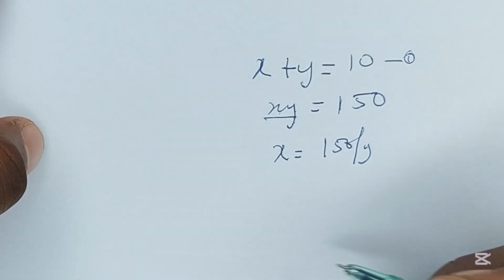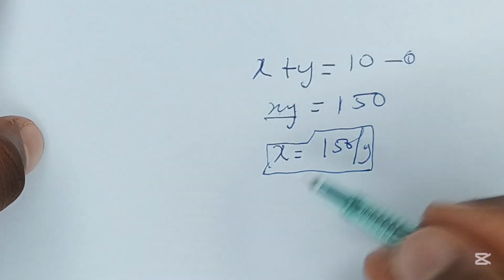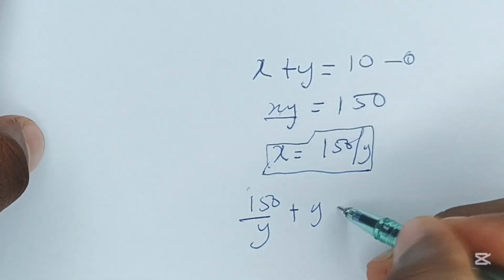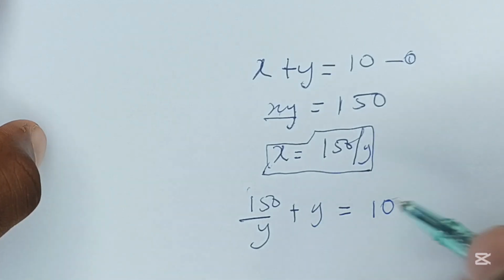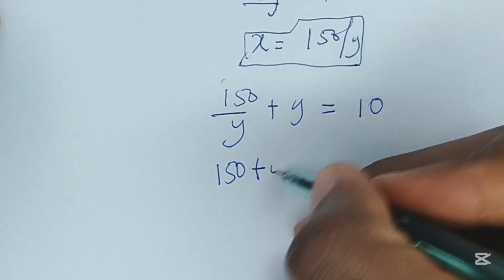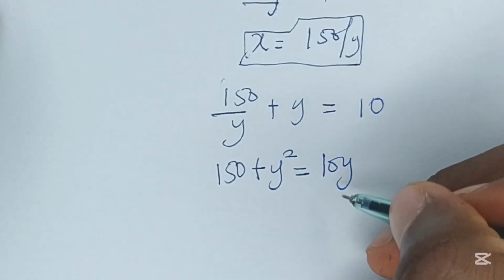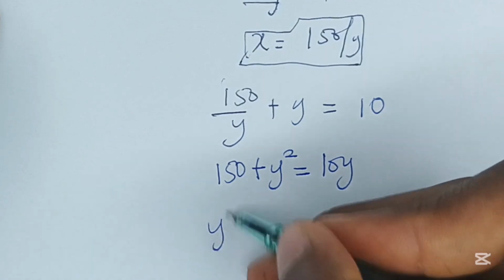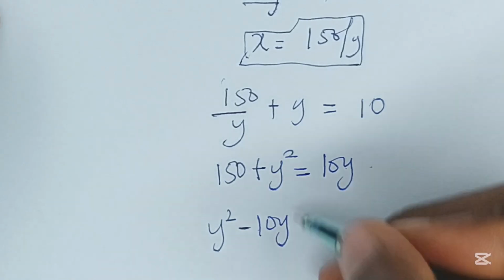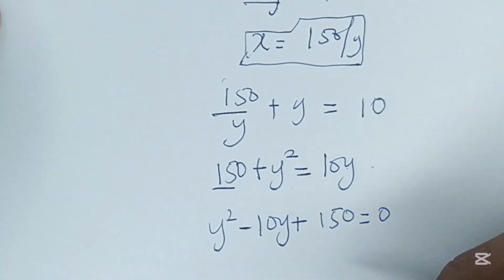Now remember this equation. Let's substitute x as 150 over y in equation 1. So we have 150 over y plus y is equal to 10. Multiplying each term by y, we have 150 plus y times y is y squared is equal to y times 10 is 10y. Now we have y squared minus 10y, we subtract 10y from both sides, plus 150 will now be equal to 0.